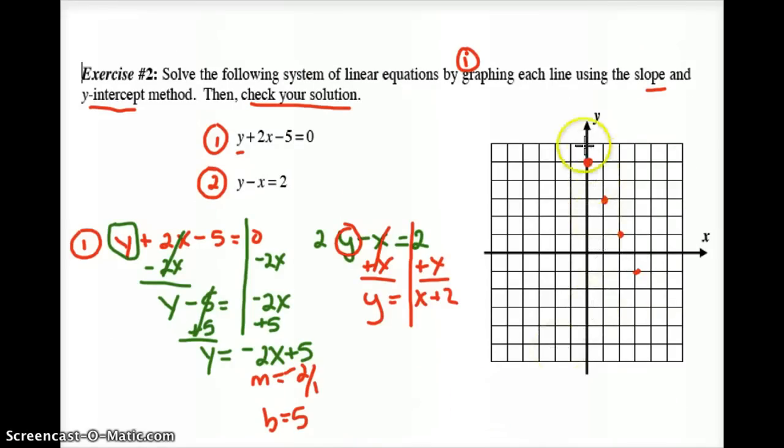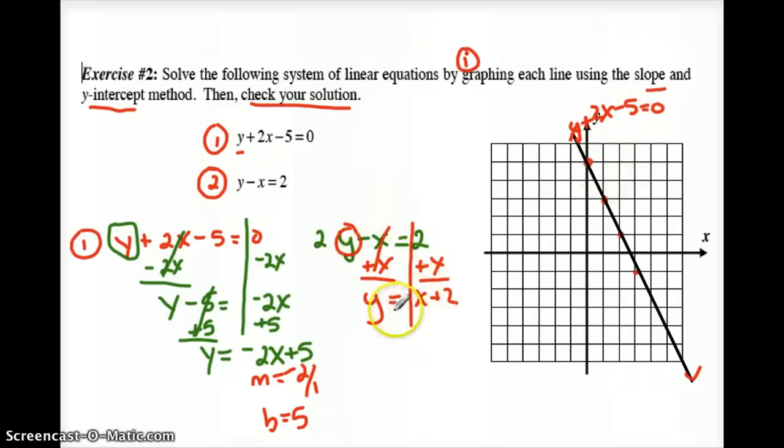So use your straight edge. We're going to connect these points. And we're going to need some arrows at either end. And we're going to need a name. So the name that we're going to put on this is our original equation. So it's y plus 2x minus 5 equals 0.